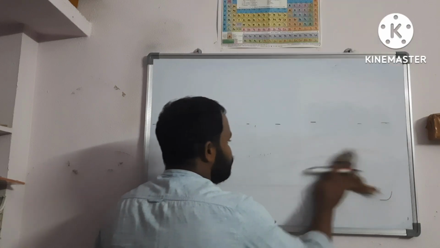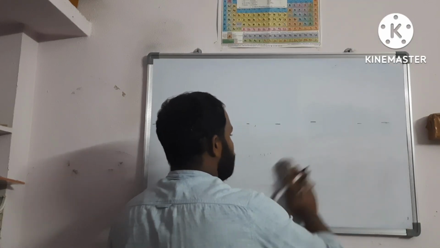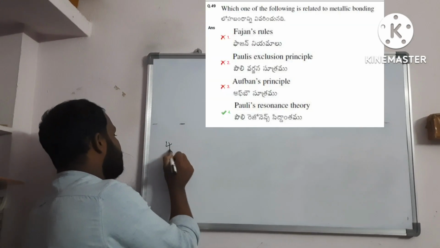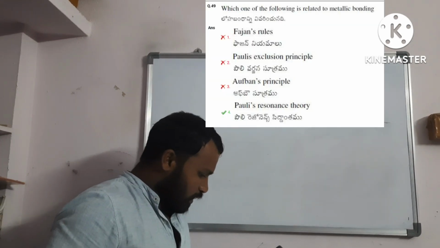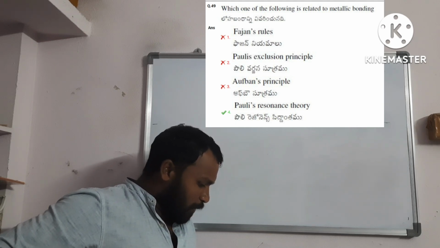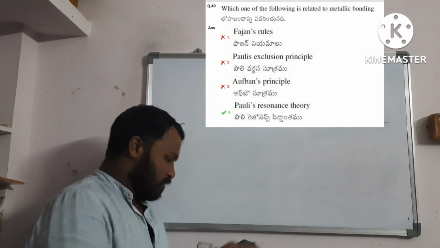Next, question number 49. This is a theory oriented question. Which one of the following is related to metallic bond? That is related to Pauli's exclusion theory. So that is the fourth option.